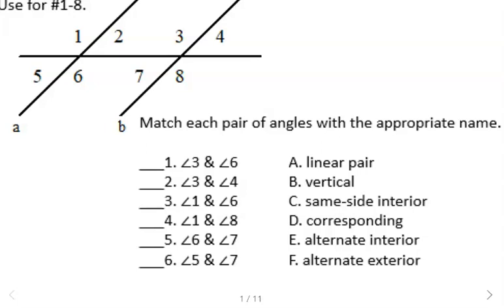All right, on 1 through 6, you're classifying each pair of angles. So we got angle 1 and angle 3. Angle 1 and angle 3 are alternate interior angles. And so that's choice E.